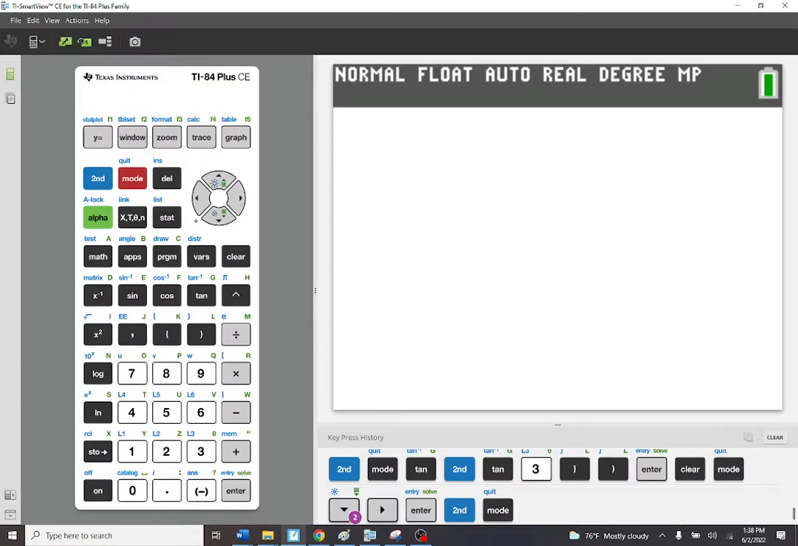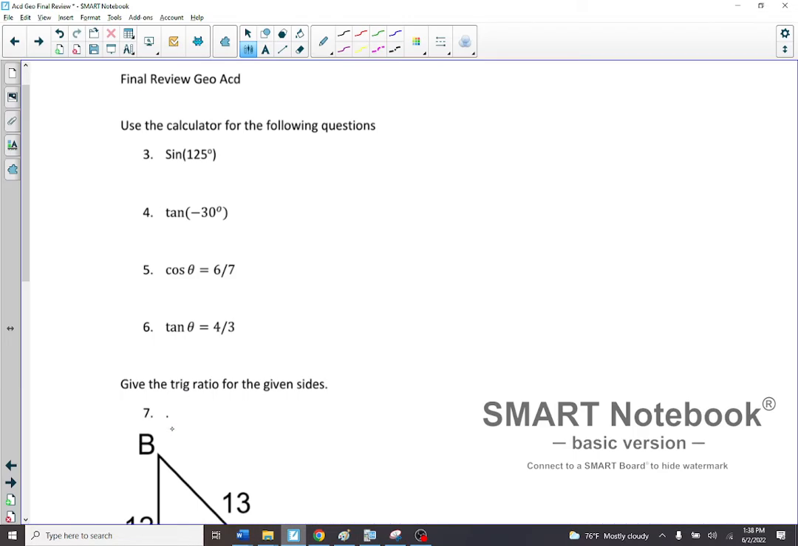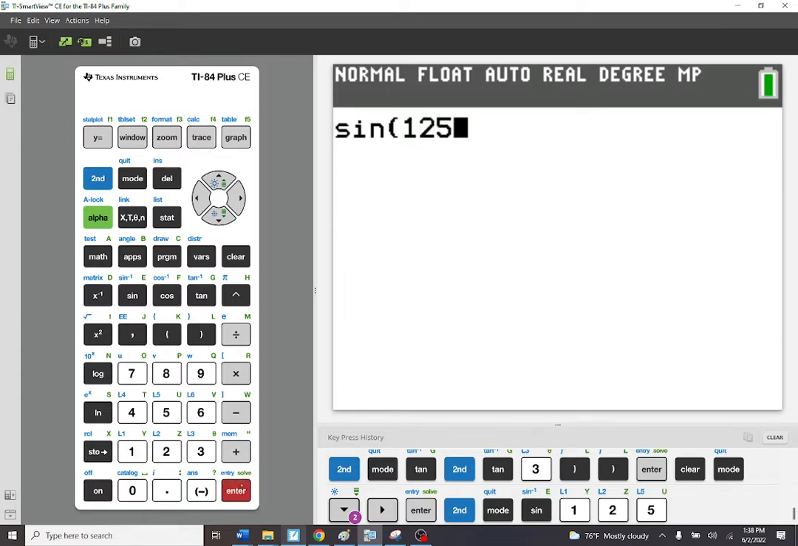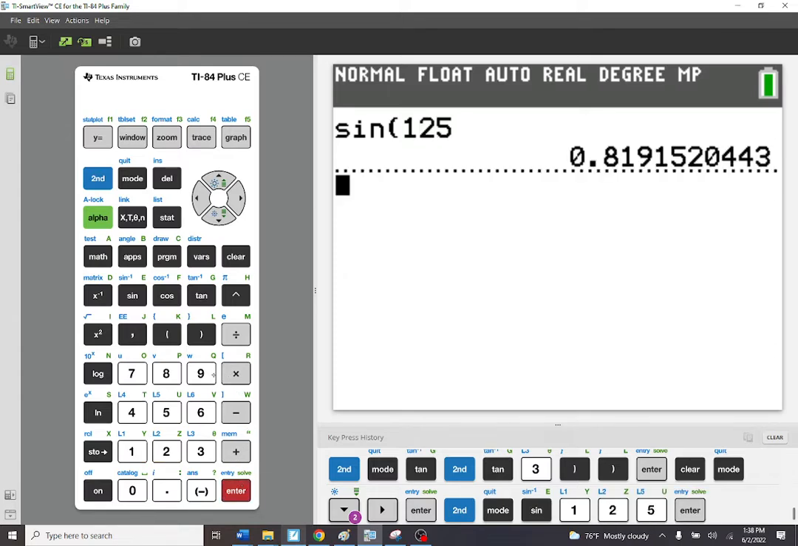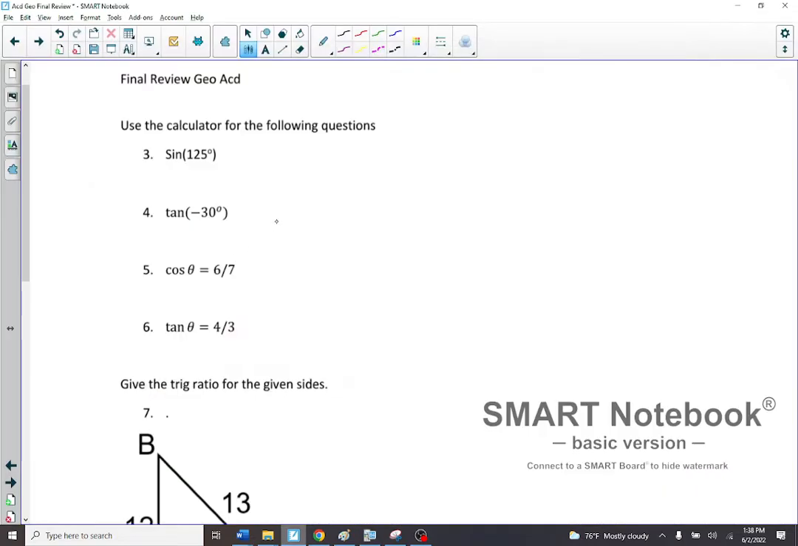All right, so then I just take the calculator and plug it in. So sine of 25, and you just press enter. Since it's multiple choice, it'll be 2 decimal points. That would be 0.82. And then this is all just calculator.